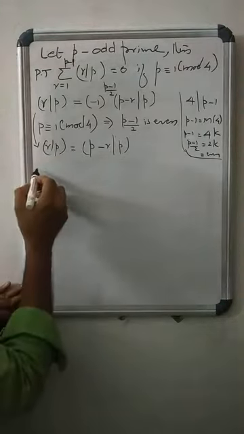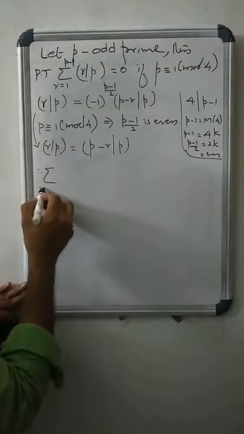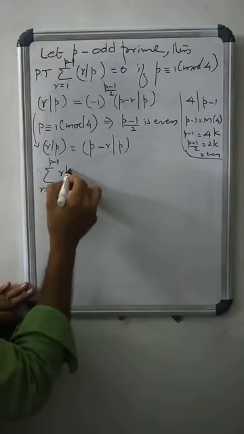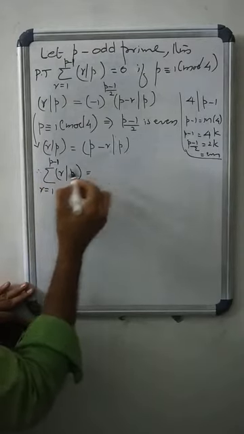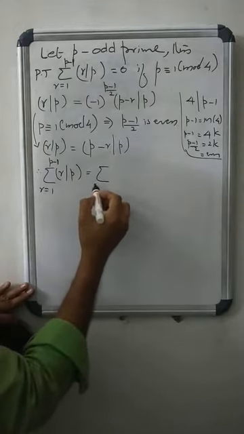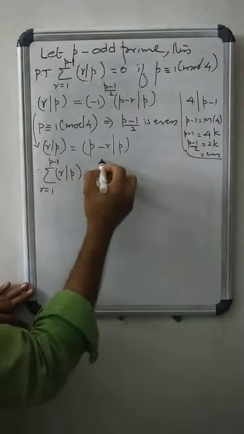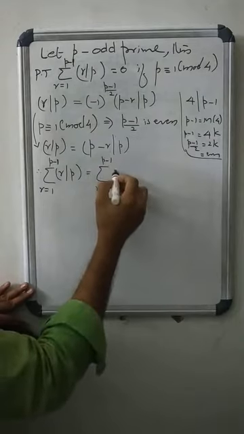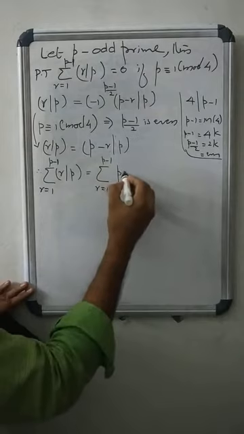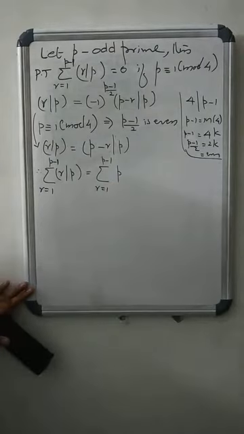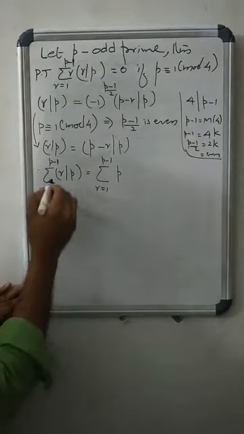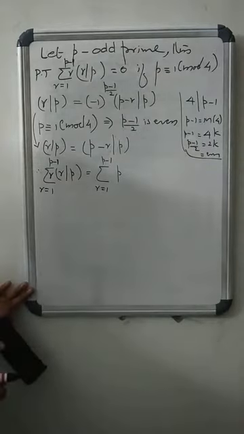Therefore, the sum over r from 1 to p minus 1 of (r by p) equals, since r and p minus r run through the same numbers 1, 2, 3, up to p minus 1, the sum over r from 1 to p minus 1. Sorry, not (r by p); the question is r into (r by p). Okay.